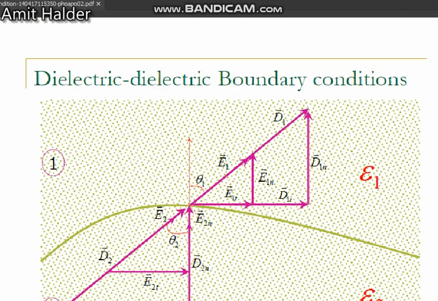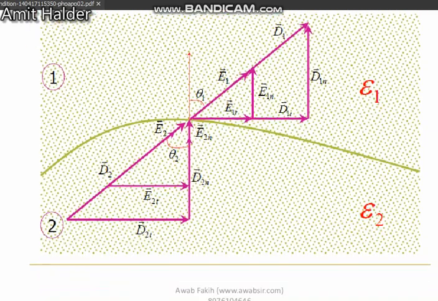Now there is the dielectric boundary condition figure. Here you can see the electric field E2. It has two parts, E2t and E2n: normal to the surface, and tangential to the surface. And E1 likewise has E1t and E1n here.